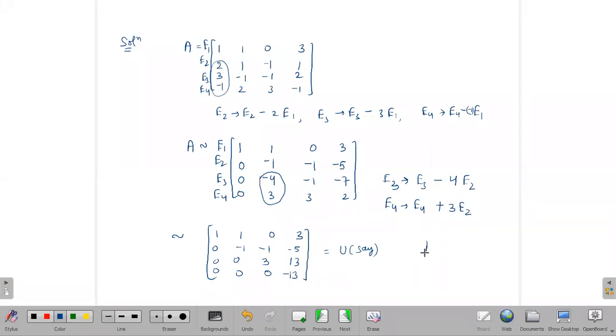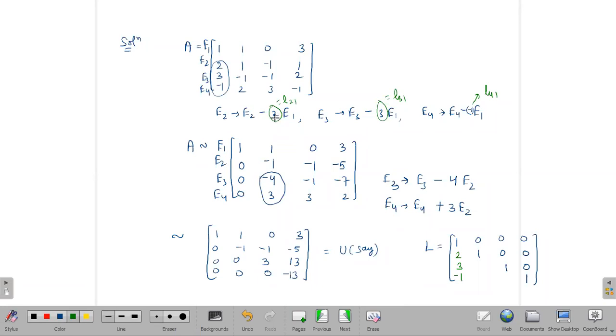So how to write L? Can you write L? So it is 1 0 because it is a 4 cross 4 matrix now. 1 0 0, 1 0 0 1 0 1. So now place these three elements. These are the three elements. 2, it is L21. This is L31. This is L41. So write it 2, 3, and -1.